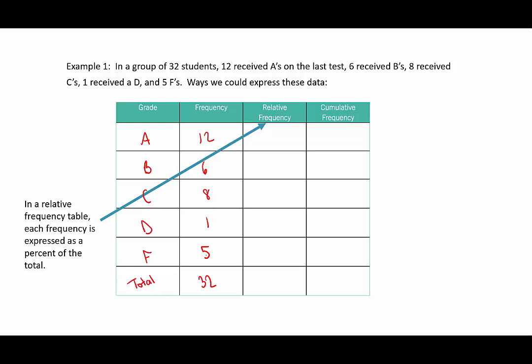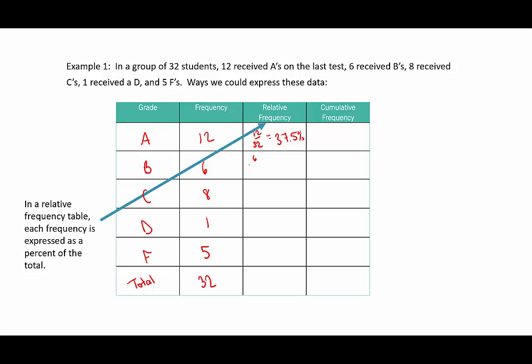Okay, so here we're going to use a calculator because I can't do this in my head, and we're going to do 12 divided by 32 for the relative frequency. We want to convert to a percent, so I'm going to take 12 divided by 32 and multiply by 100%. 12 divided by 32 times 100%, and I get 37.5%. So here I'm going to say 37.5%.